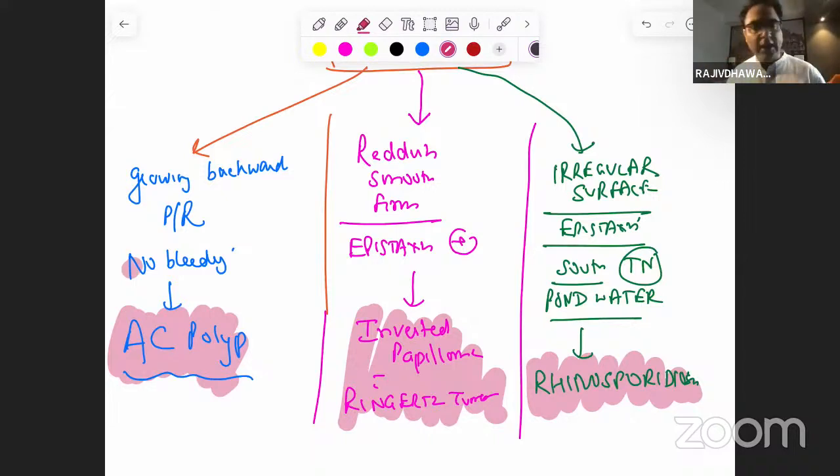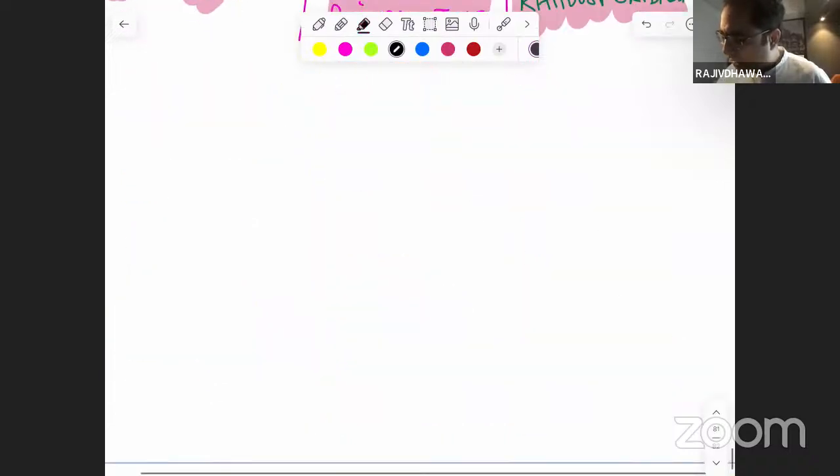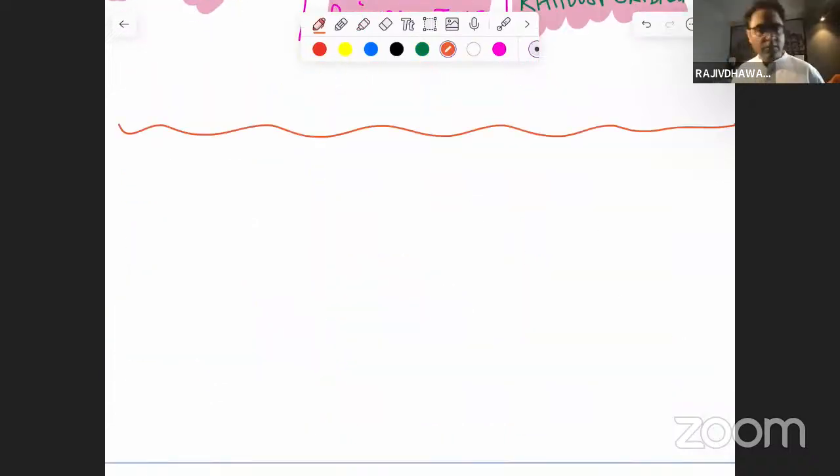No bleeding, beta. Now if the mass is reddish, smooth, firm, with epistaxis, it is inverted papilloma or Ringertz tumor, and this tumor is benign but locally invasive. And if the mass has irregular surface with epistaxis, patient from South India, coastal area of Tamil Nadu, pond water contact, then the answer is rhinosporidiosis, beta. Anyone has any question, beta? Let me make you revise in the meantime.